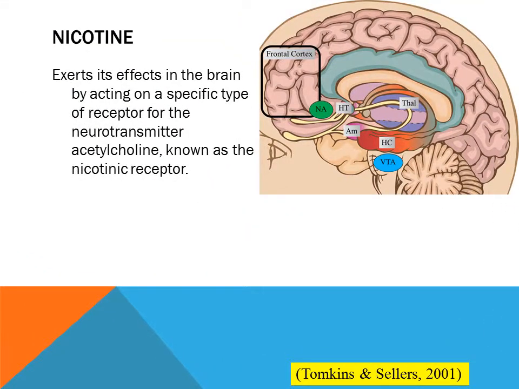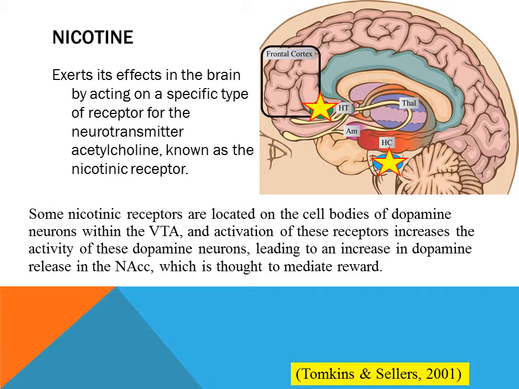Nicotine exerts its effect in the brain by acting on a specific type of receptor for the neurotransmitter acetylcholine, known as the nicotinic receptor. Some nicotinic receptors are located in the cell bodies of dopamine neurons within the VTA, and activation of these receptors increases the activity of these dopamine neurons, leading to an increase in dopamine release in the nucleus accumbens, which is thought to mediate reward.